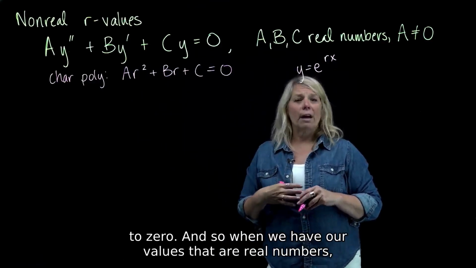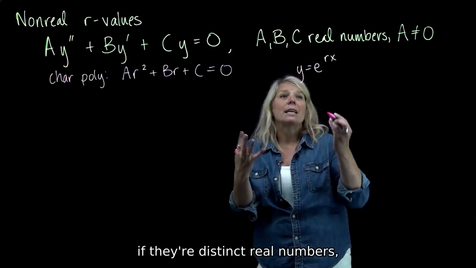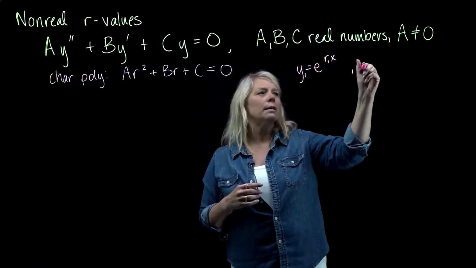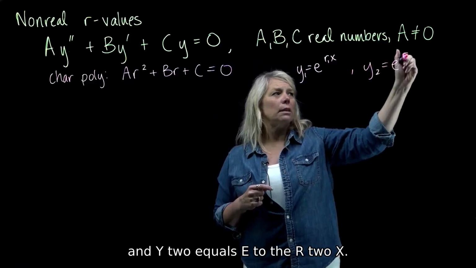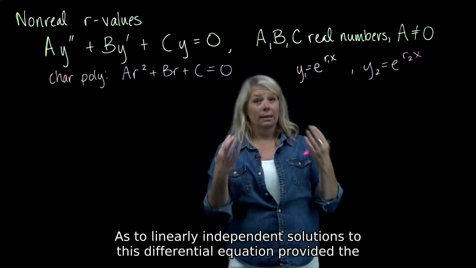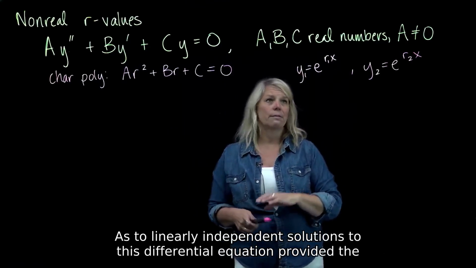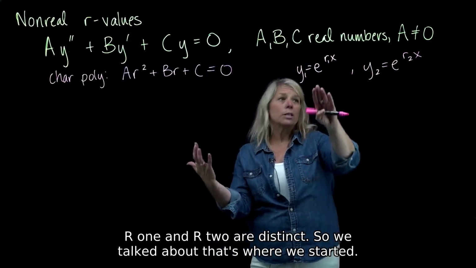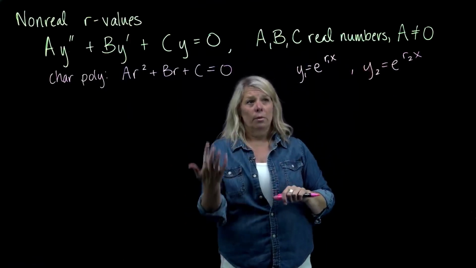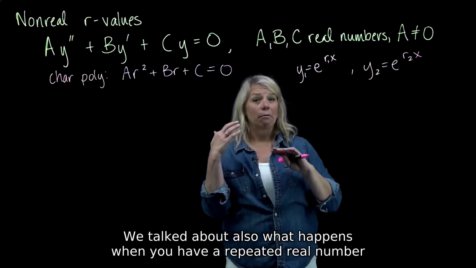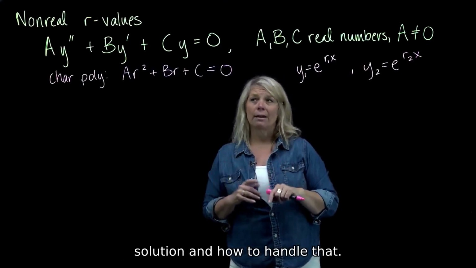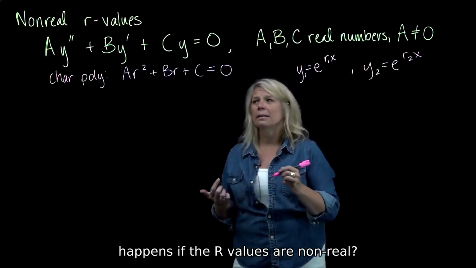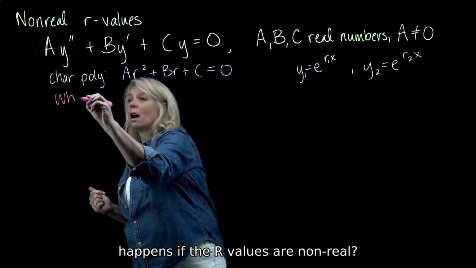And so when we have r values that are real numbers, if they're distinct real numbers, then we get y1 equals e to the r1x and y2 equals e to the r2x as two linearly independent solutions to this differential equation, provided the r1 and r2 are distinct. That's where we started, with real numbers. We also talked about what happens when you have a repeated real number solution and how to handle that. And then what we sometimes skim over in class and in the textbook is what happens if the r values are non-real.